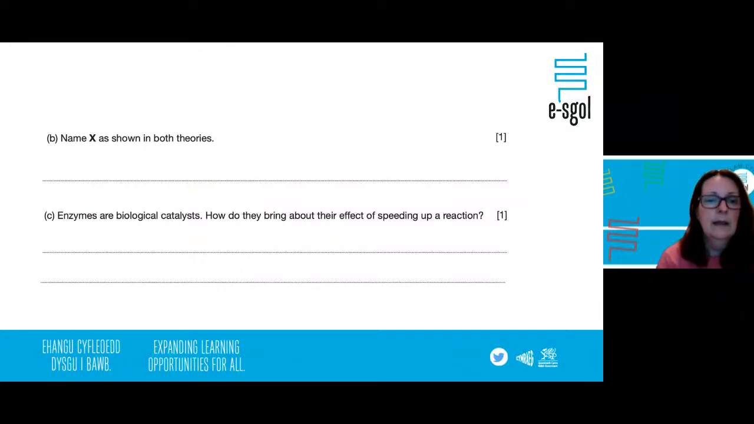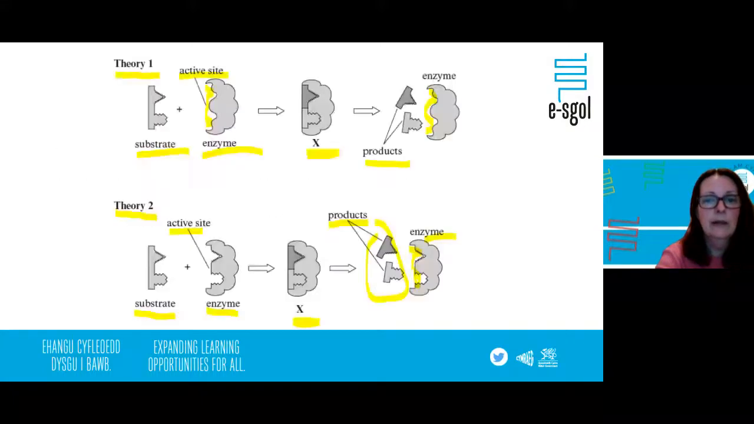So let's have a look at question B and question C, both 1 mark questions, so it should be straightforward for us to pick up marks on these questions here. So name X as shown in both theories, and then enzymes are biological catalysts. How do they bring about their effect of speeding up a reaction? So let's go back to our diagram. So pause the film for a second now and write down what you think is happening at X.